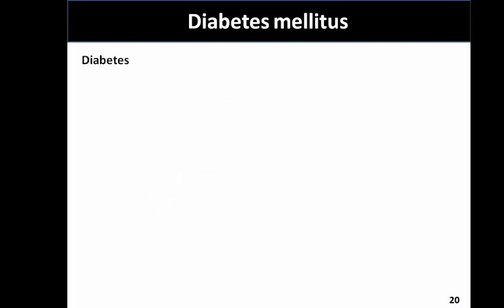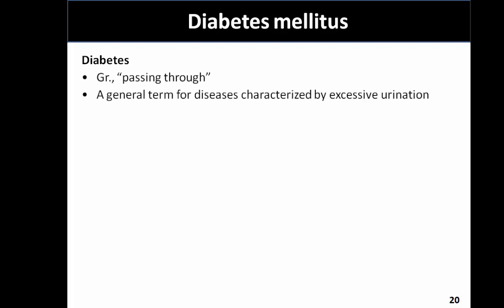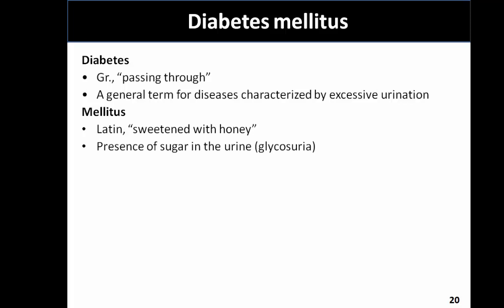But coming back to the basic definition of diabetes mellitus, diabetes is a Greek derivative meaning a passing through, and this term is usually characterized by excessive urination. The term mellitus is a Latin derivative meaning sweetened with honey, and that indicates the presence of sugar, or rather glucose, in the urine. One of the key diagnostic features of diabetes mellitus is a greater than normal amount of glucose in the urine.